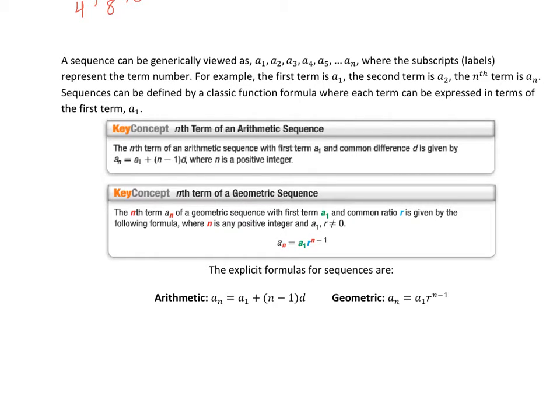I have those key concepts there for reference, but our explicit formulas are on the bottom. Here's the arithmetic, here's the geometric. A sub 1 is your first term, d is your common difference, n is your unknown, and in geometric, again, a sub 1 is the first term, r is your common ratio, and n is your variable. Both of these formulas are given to you on your reference sheet on the exam. So you don't have to memorize them, but you need to know what they mean.